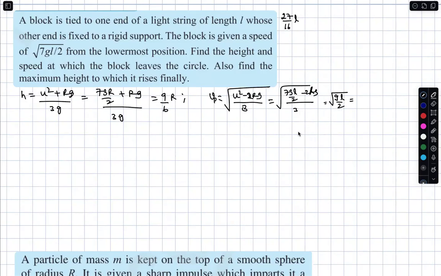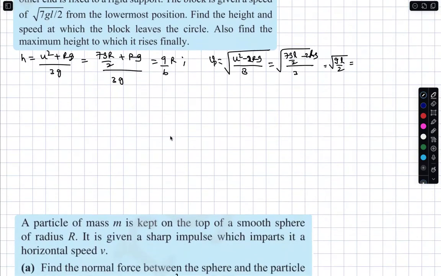Any more doubts? I haven't made any mistake. A block is tied to one end of a light string of length L, whose other end is fixed. The block is given a speed of root 7gL/2 from the lowest position. Find the height and the speed at which the block leaves the circle. Also find the maximum height to which it rises finally.